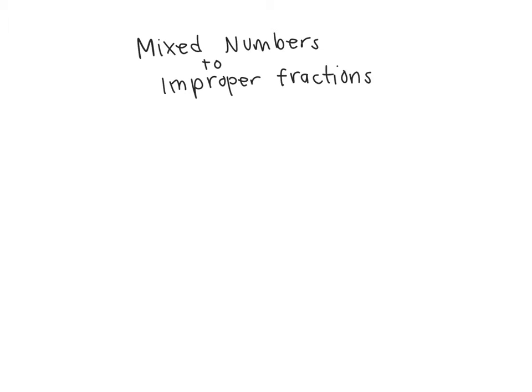Okay, guys, we are reviewing, since we already did this, mixed numbers to improper fractions. If we remember, a mixed number is when we have a whole number and a fraction together. So we're going to have 3 and 3/5, and we need to turn it into an improper fraction, which means that the top number of the fraction, the numerator, is bigger than the bottom number.